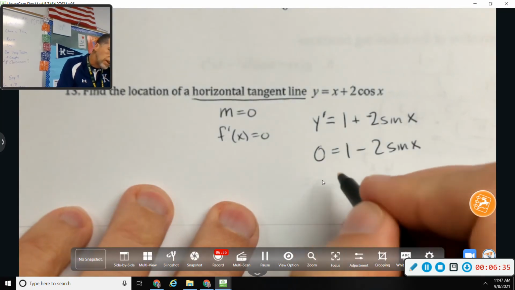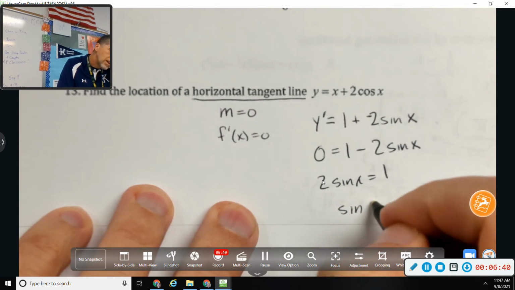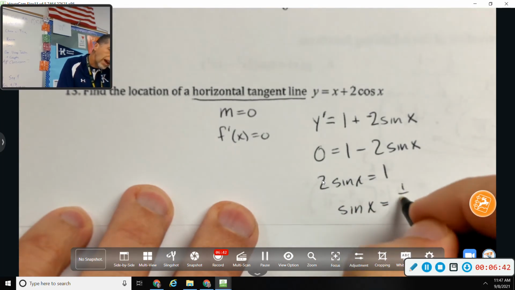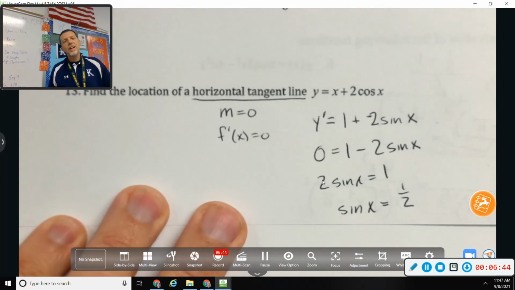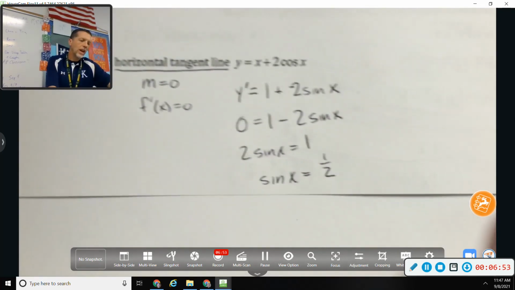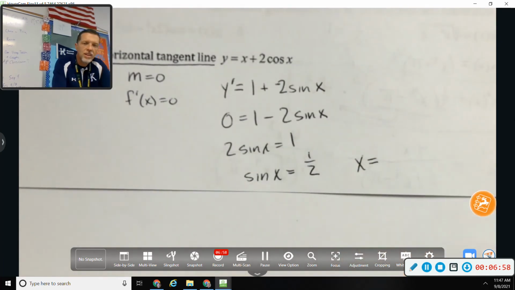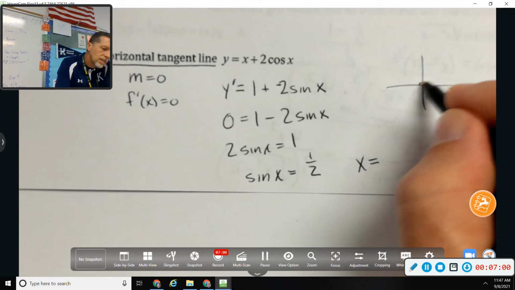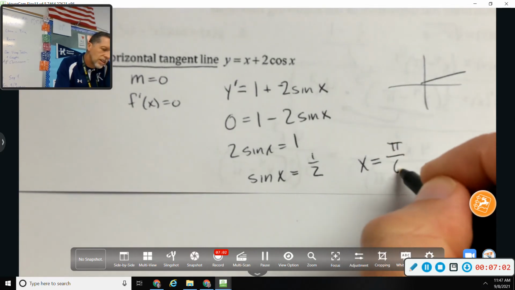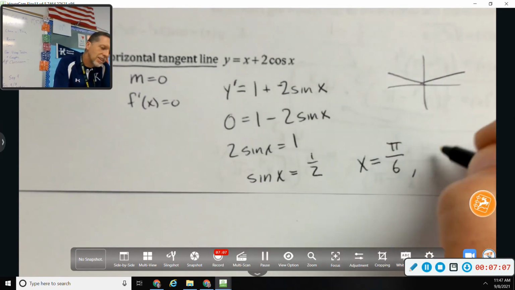So that would be 2 sine x equals 1, sine x equals 1/2. That's not a safe stop because you haven't solved for x yet. So you do kind of have to know the unit circle on that one. So what angle has a sine of 1/2? Pi over 6. Yep. Anywhere else? 5 pi over 6.